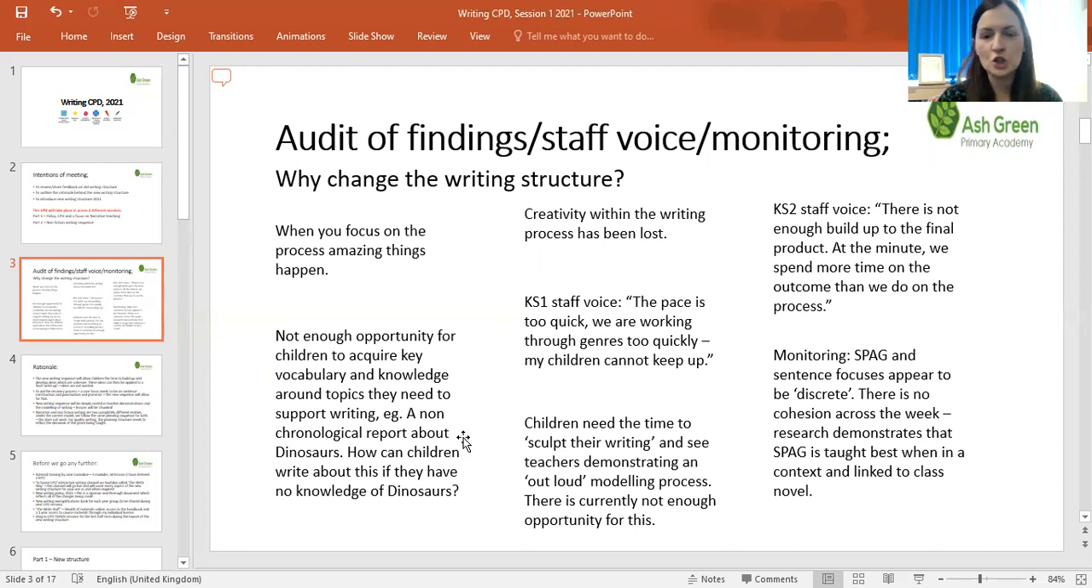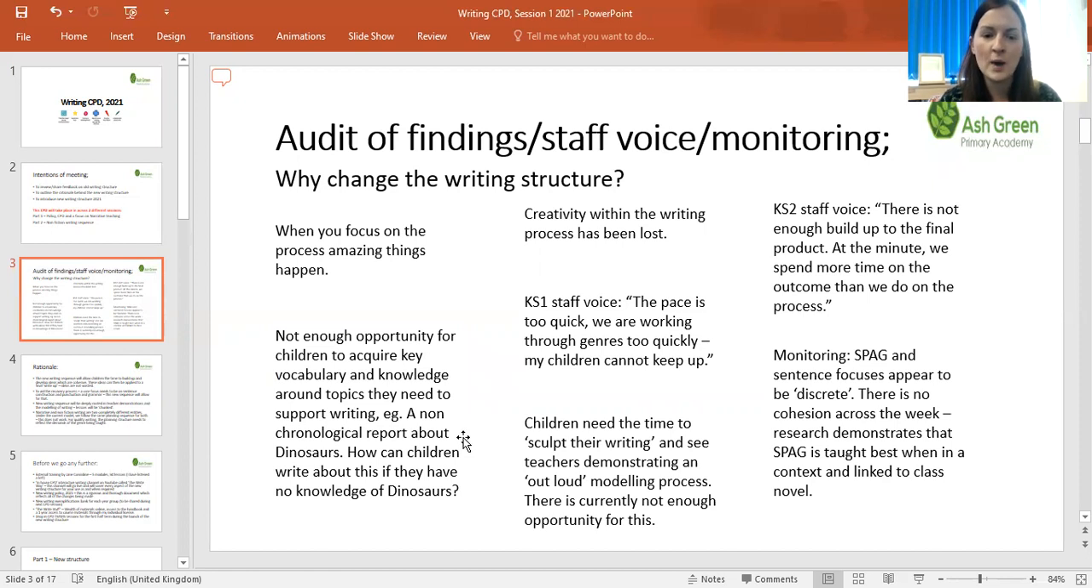So not when it's just 10 sentences on a page and that's it for your SPAG lesson, and not when it doesn't link to the class novel. So we're really going to come back to the SPAG aspect of it. And hopefully what you will see in this structure is that it's more geared towards the teaching of SPAG and the modelling of SPAG, but within a context, not standalone and not discrete. And we will talk more around that in the second half of this CPD.